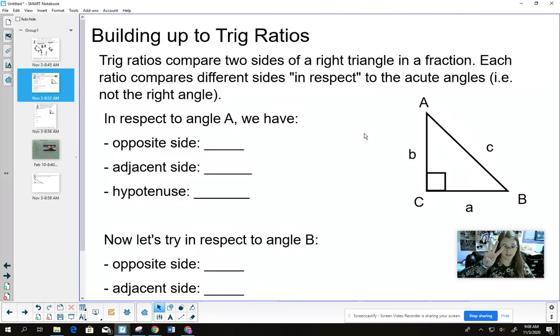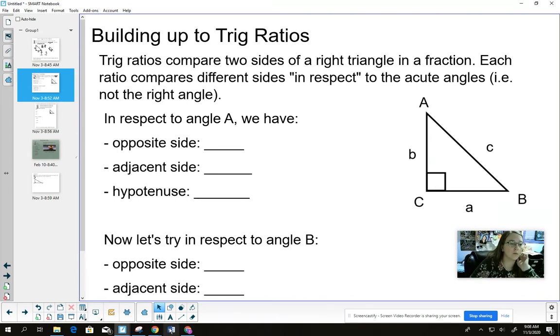Now, there's 3 different sides, obviously. What we do is we name them with respect to one of the acute angles. So C is the right angle here. So we only do trig ratios with the acute ones. So A and B are going to be the acute angles. You won't do a trig ratio with C.